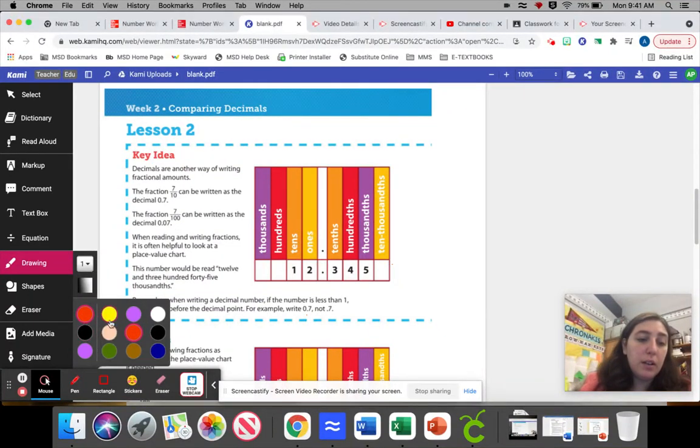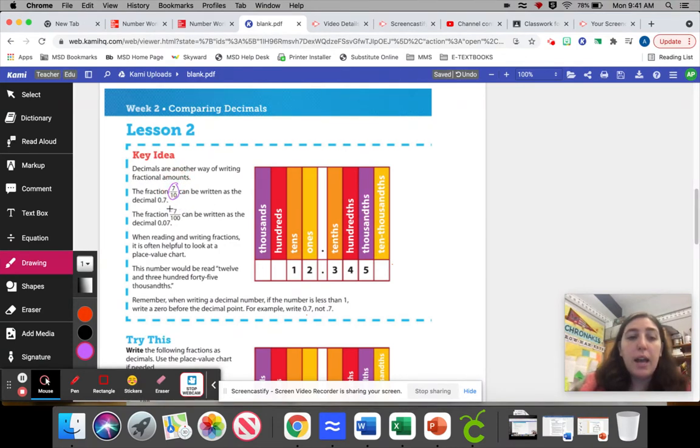And so we see in our key idea area that the fraction 7/10 can also be written as 0.7 as a decimal. Okay, so notice 7/10. That would be the 7 we would have got from the 10th spot, and we wrote a 10 in the denominator because this spot in the place value chart is the 10th spot. So that tells us that we would have a 10 in our denominator. So anytime you see like 7/10, please know it would go in this spot here.